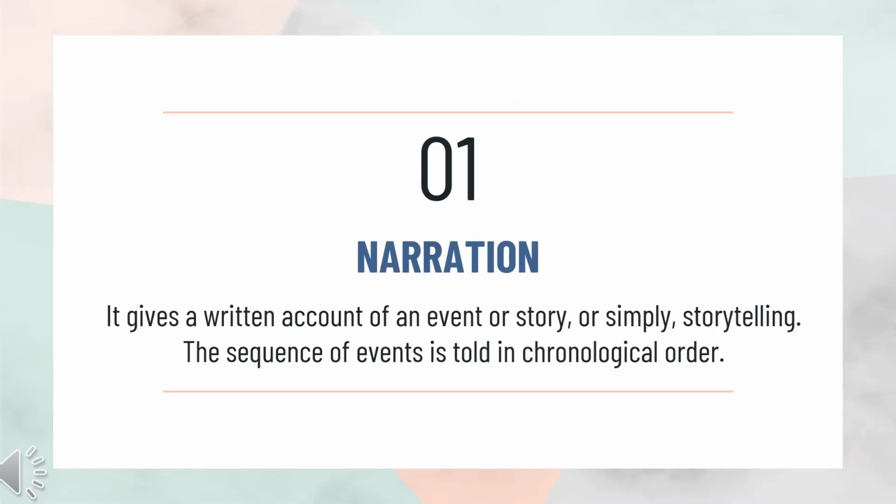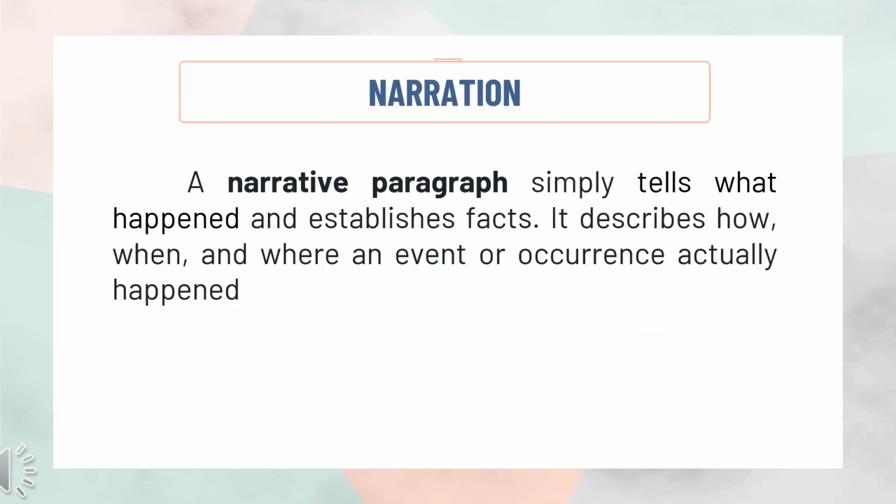Number one, we have narration. In narration, it gives a written account of an event or story, or simply storytelling. Since you are doing storytelling, it's important to tell the story in chronological order, or sequence the events in chronological order. Under narration, you can do the narrative paragraph by simply telling what happened and establishing facts. It describes how, when, and where an event or occurrence actually happened. Once again, in a narrative paragraph, you have to tell the story or the events in chronological order.